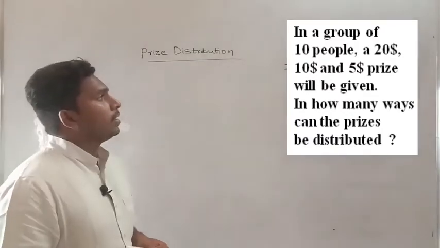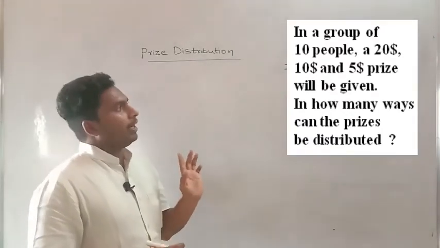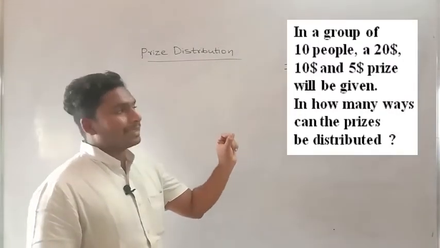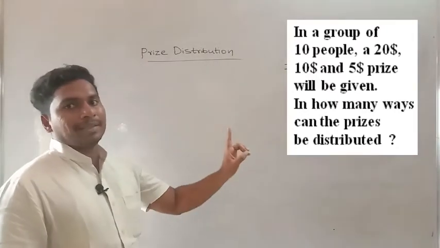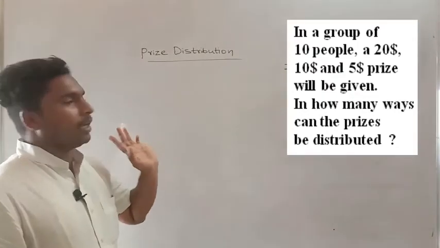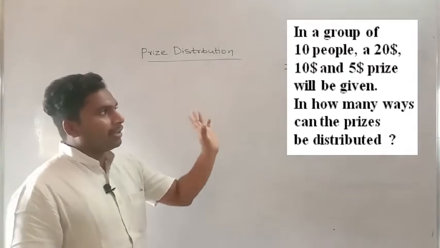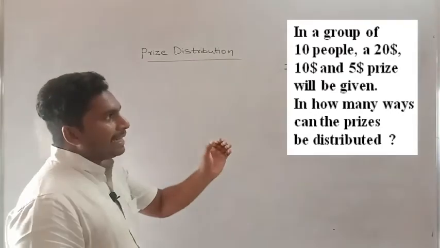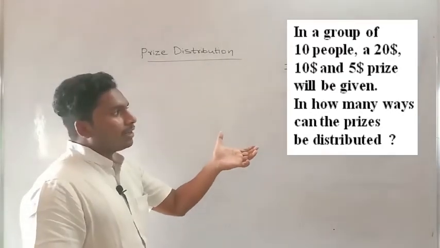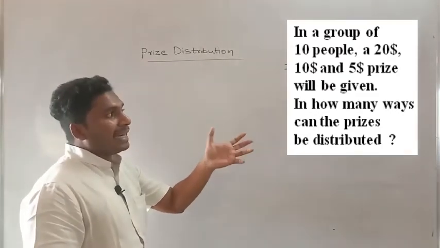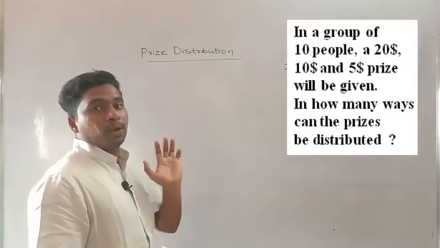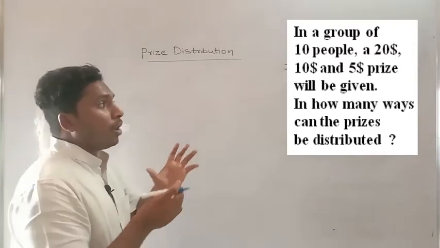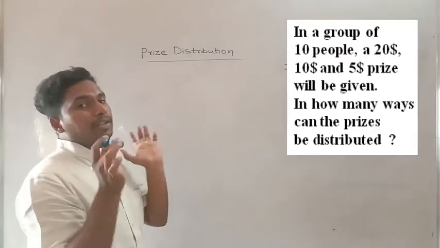Here in a group of 10 people, 3 prizes are there. One costs $20, the second costs $10, and the third one costs $5. So all are different, right? One is 20, one is 10, the other is 5. So 3 different prizes are to be given to any 3 of the 10 people. We don't know who those 3 out of the 10 are. So how many ways can the prizes be distributed?